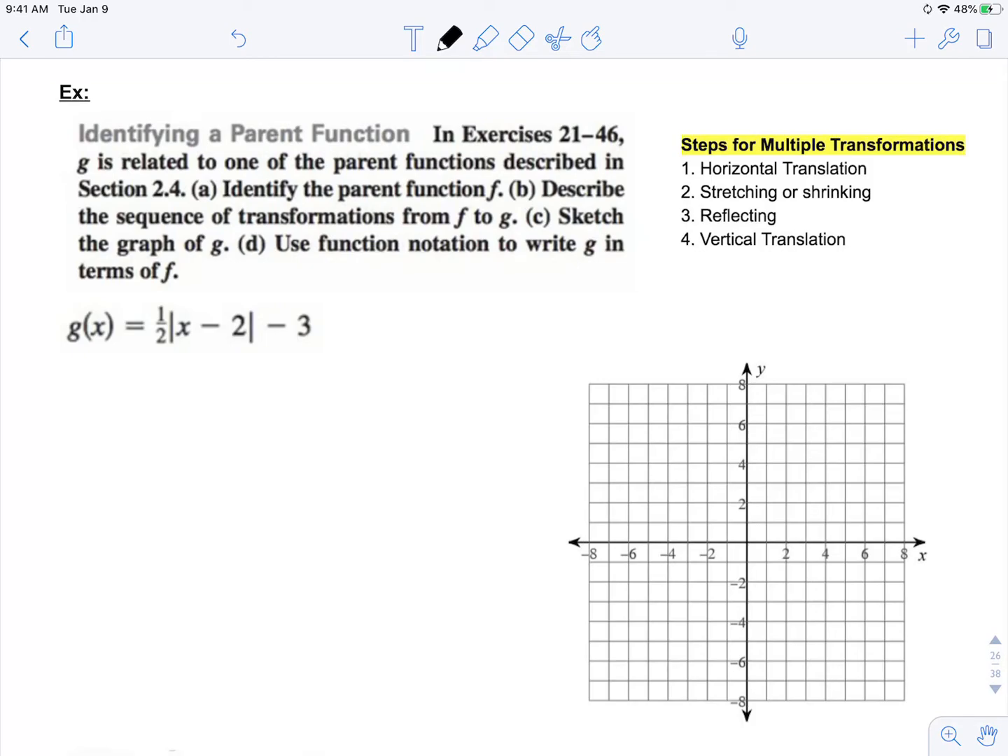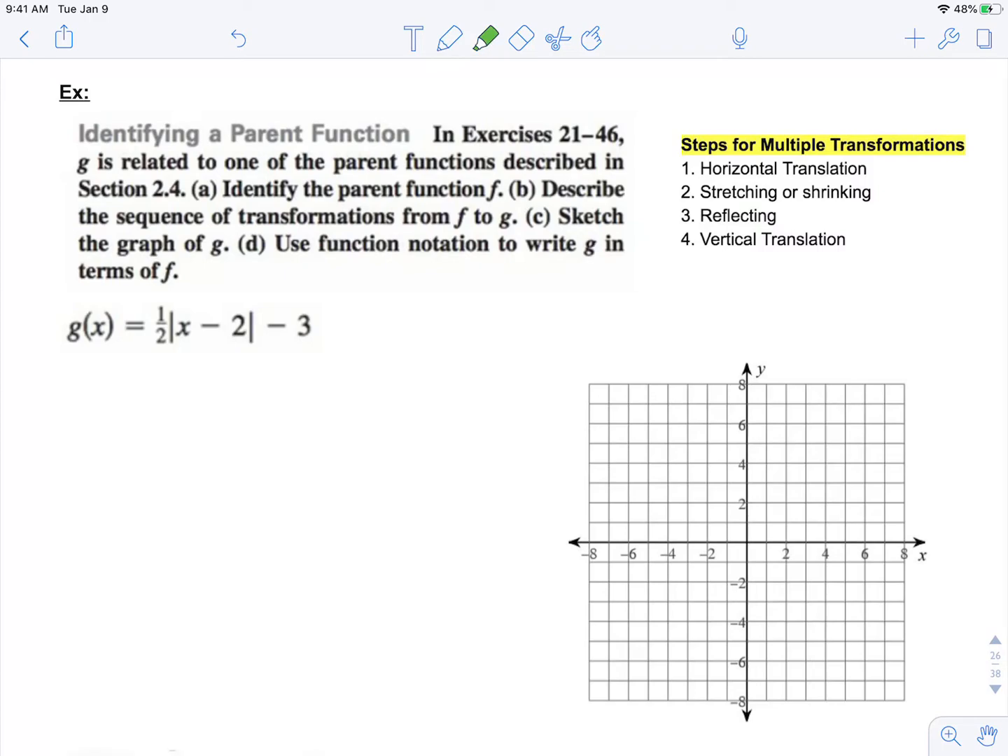G is related to one of the parent functions described in this section. Identify the parent function f, describe the sequence of transformations from f to g, and sketch the graph of g. Finally, we'll use function notation to write g in terms of f.